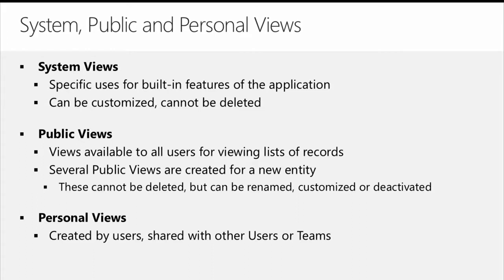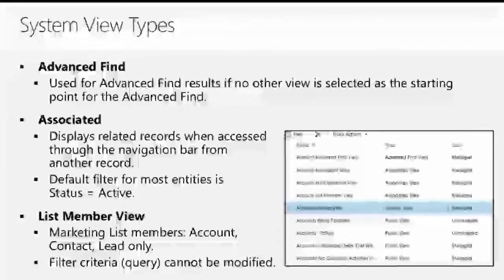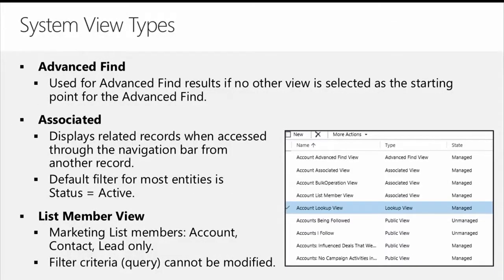Now, a personal view is very similar to a public view in the respect that it's associated with a specific entity and a specific column set of information. But the difference with a personal view is that it's created by individual users, and then those users often go out and share that view with other users or teams inside the application. They're not created for public consumption, they're created for personal use, and then they could be shared out with other people if need be. So let's first talk about the system views. So really the key views that you're going to see from a system perspective is going to be the advanced find view.